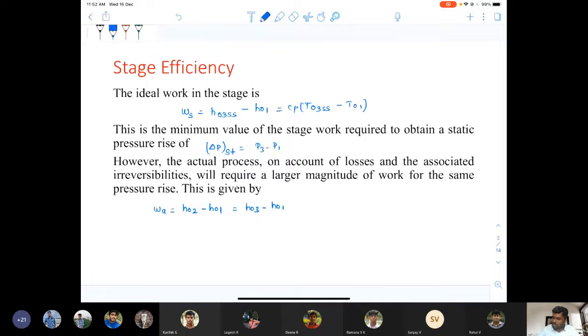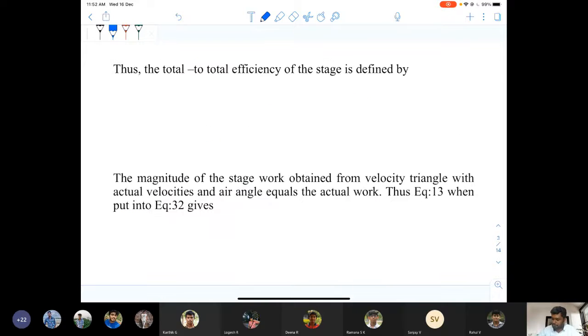Therefore, the actual work Wa is equal to h02 minus h01 for the rotor, and h03 minus h01 for the diffuser. This can be written as Cp times the temperature difference, which is T03 minus T01.